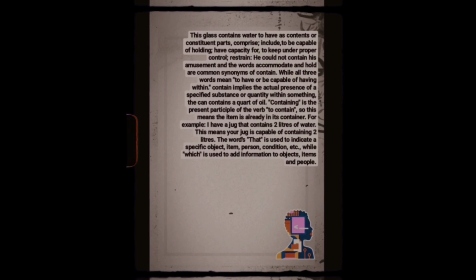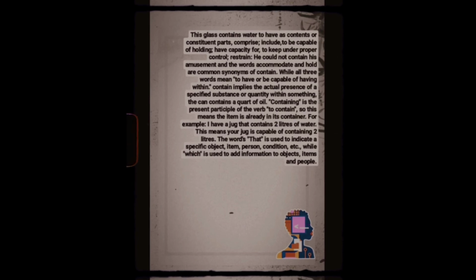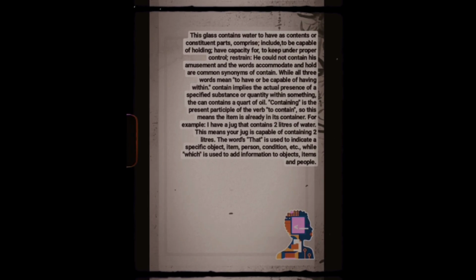Containing is the present participle of the verb to contain. So, this means the item already has its content inside. For example, I have a jug that contains 2 liters of water. This means your jug is capable of containing 2 liters. The word that is used to indicate a specific object, item, person, or condition, while with is used to add information to objects, items, and people.